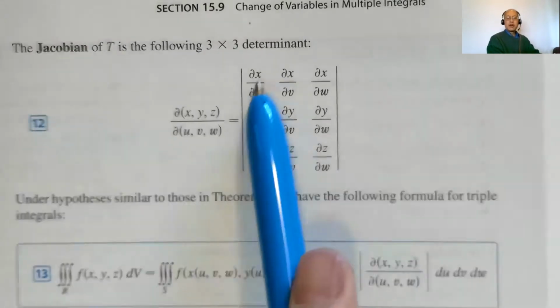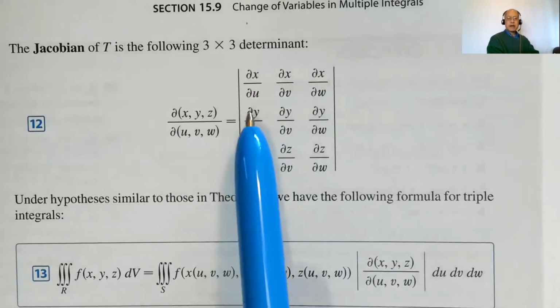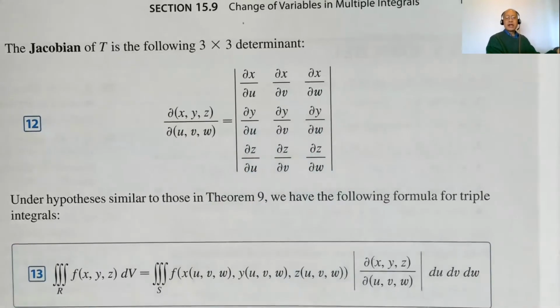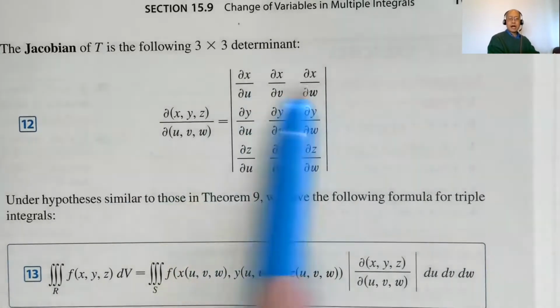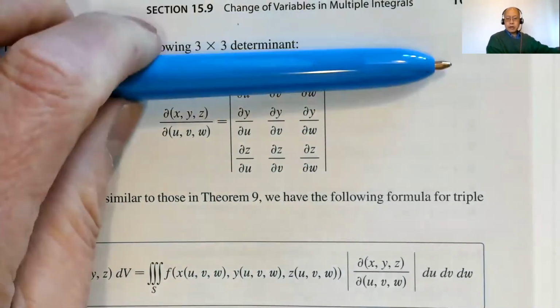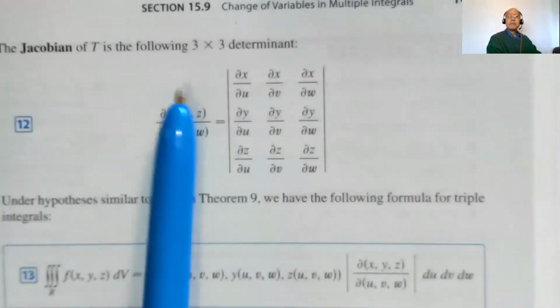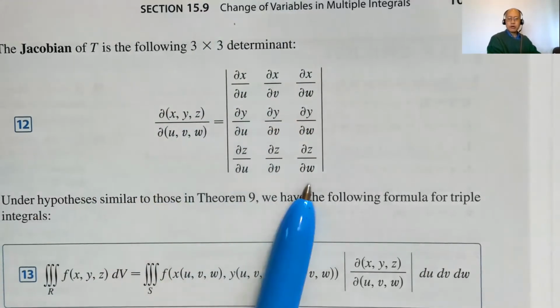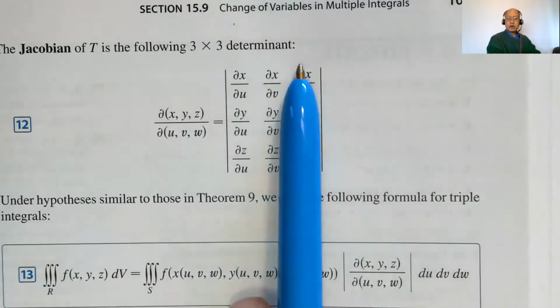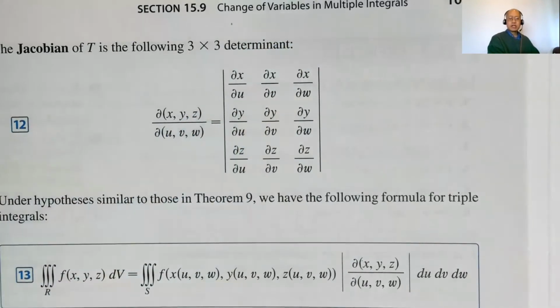It's the partial of x, y, and z with respect to u, v, and w, and you work it out just like any of the other 3 by 3 determinants, where you take out the top row and cover that row and column, and you take these 4 minus this one, and you block out that row and column, and you have these 4, and then plus this one, block out that row and column, and you have these 4.